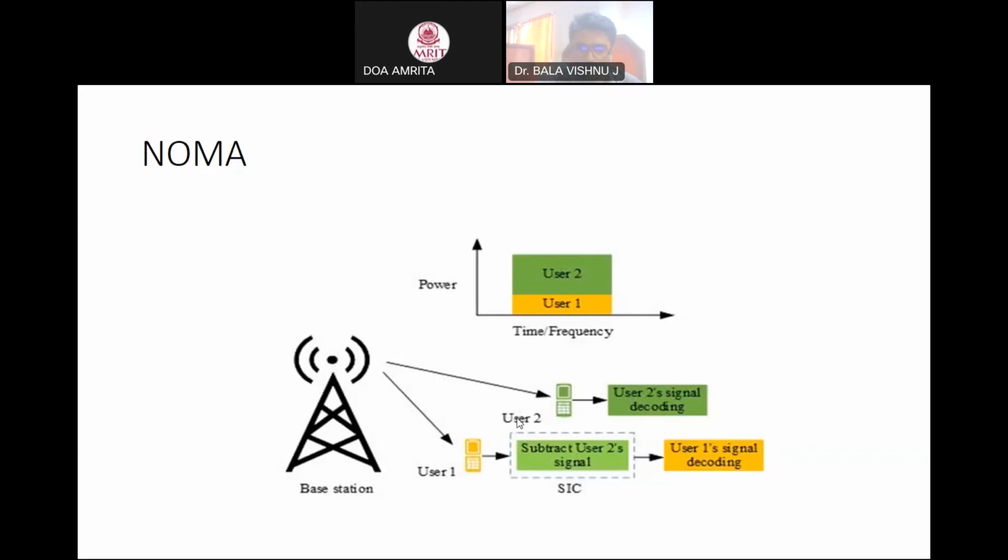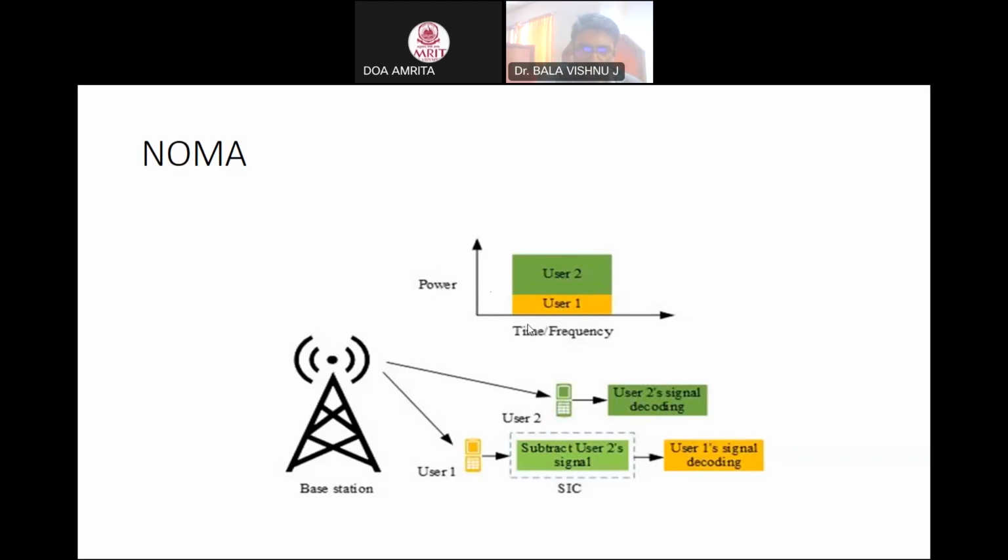Here we are assuming that user one is located nearby and user two is located far away. So user one, since it is nearby, can receive the signal with better signal strength, whereas user two receives the signal with less signal strength. In order to improve the signal strength at user two, the base station allocates more power. In the graph, it is shown that user 2 has more power compared to user 1.